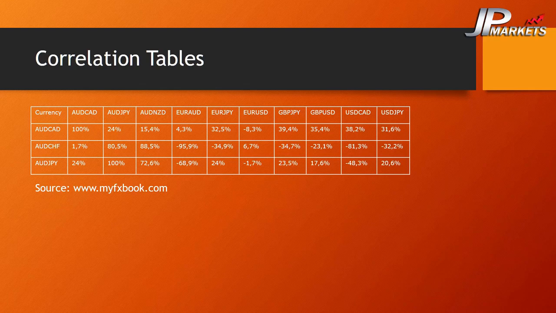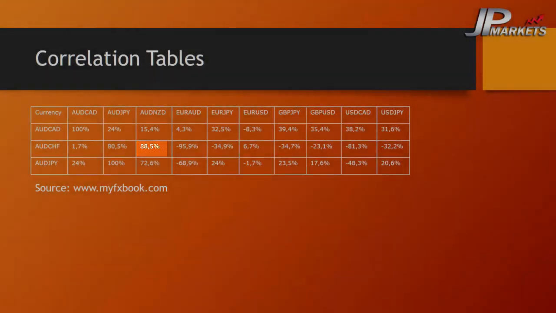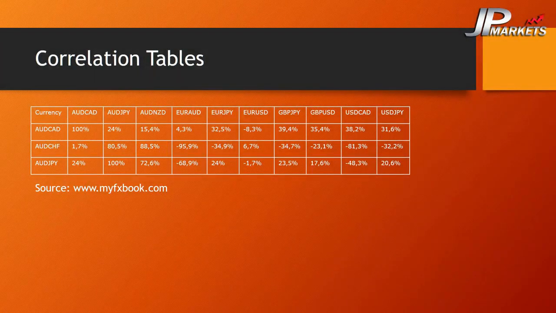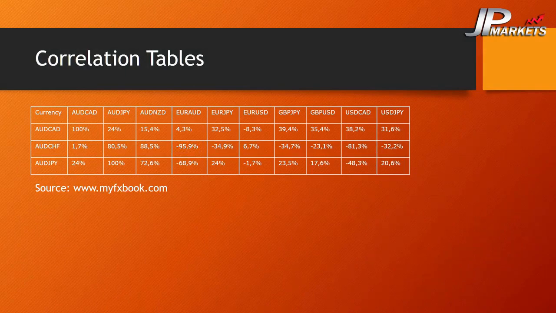In the next example, we have the Aussie Swissy and Aussie Kiwi showing us a value of 88.5. This is telling us that these two pairs move in the same positive direction to each other. Basically, when Aussie Swissy goes up, so does Aussie Kiwi, and when Aussie Swissy goes down, so does Aussie Kiwi. They are positively correlated and hence moving in the same direction. By contrast, the Aussie Swissy and Euro Aussie show a negative value of 95.9. This is telling us that when the Aussie Swissy goes up, the Euro Aussie goes down. They are moving in opposite directions to each other.